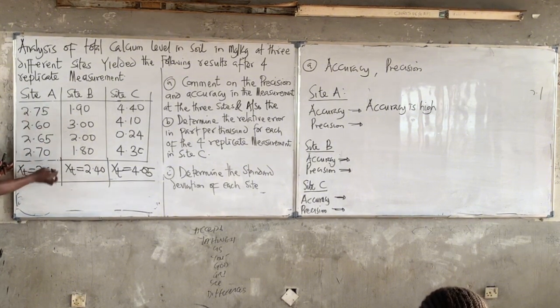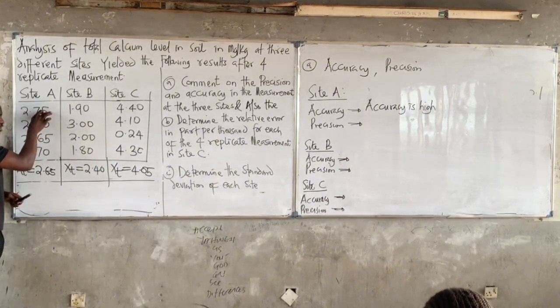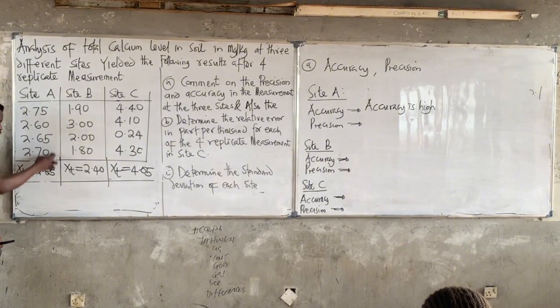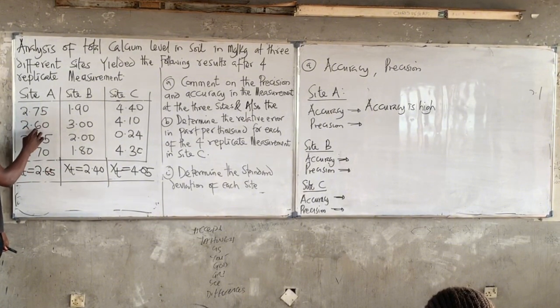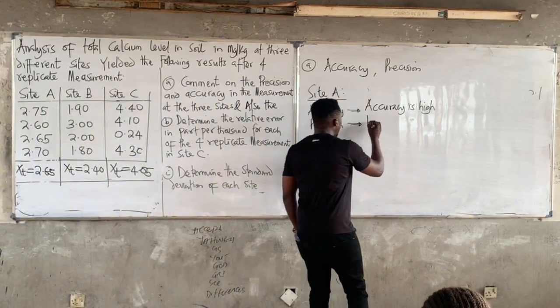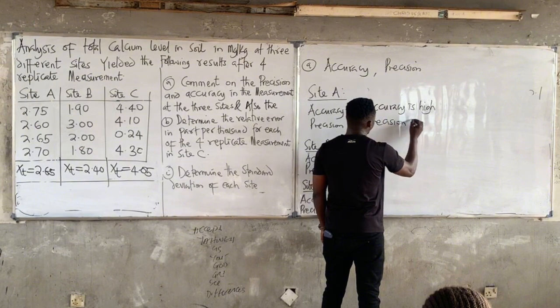Since these values are close to the true value, the accuracy is high, right? Now let's also talk about the precision. Precision is the closeness of two or more measurements, right? These values are close to each other. This is close to this. This is close to this. So for themselves, they're also close to each other, right? So precision is high. Accuracy is high. Precision is also high.